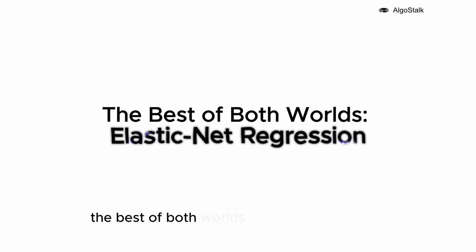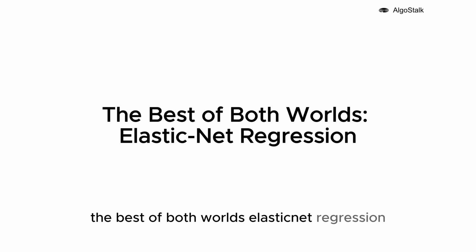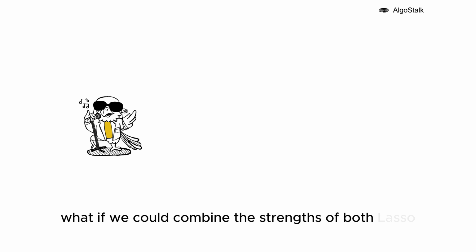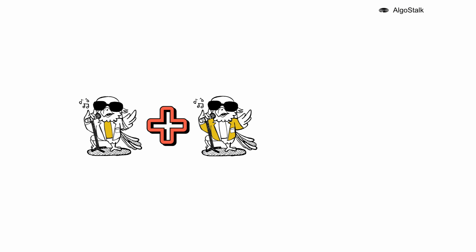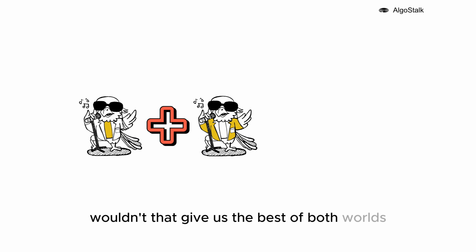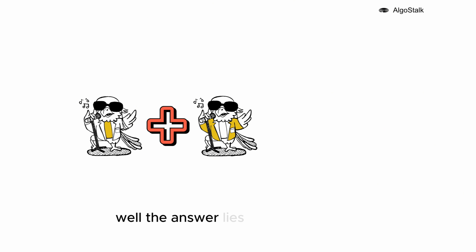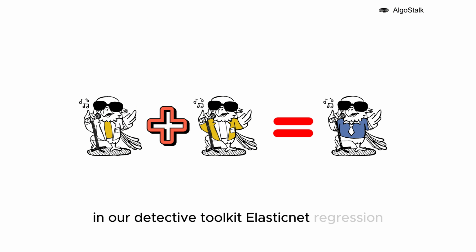The best of both worlds. Elastic-Net Regression. By now you must be wondering, what if we could combine the strengths of both Lasso and Ridge regression? Wouldn't that give us the best of both worlds? Well, the answer lies in a powerful ally in our detective toolkit, Elastic-Net Regression.